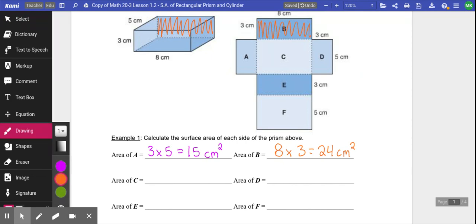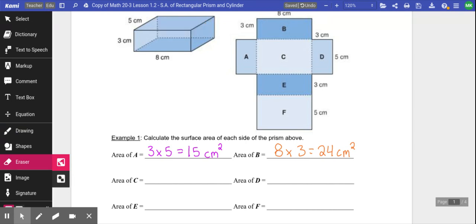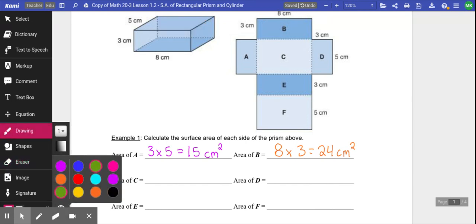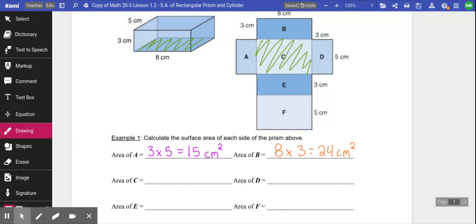All right, let's try the bottom of this box. So the bottom of this box, right here, is going to be that. And yeah, you got it right. It's going to be 5, which is this length across, times 8, which is that width. 5 times 8 equals 40. And again, it's centimeters squared.